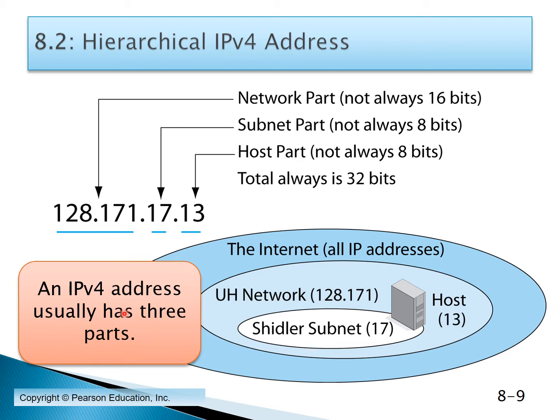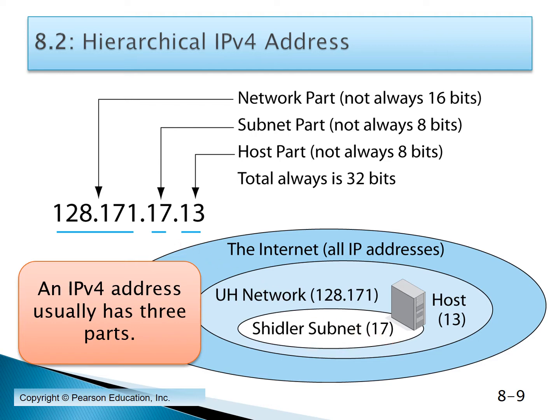So an IP version 4 address usually has 3 parts, but you cannot tell easily which one is the first part, which one is the second part, and so on. So the meaning of the parts are like this. For example, in this case, 128.171 is actually the network for the University of Hawaii, right? That means every host or every IP address within this network should start with 128.171. And then this one is a subnet for the college. So the Shidler subnet is 17. So it's this part here.